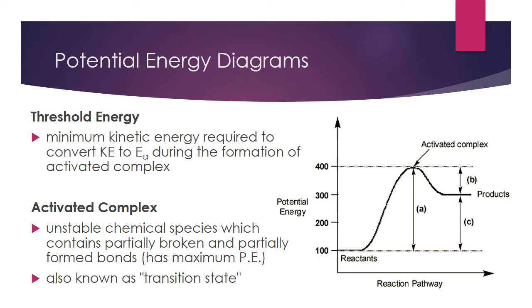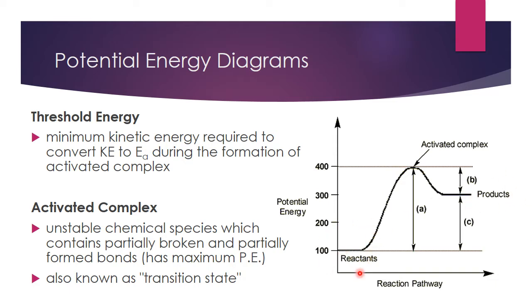Now, a couple of terms that you need to keep in mind. The first one's threshold energy. This is the minimum kinetic energy that you need in order to change that kinetic energy into activation energy. So you have to get enough movement in your particles to reach that point so that you can actually have your activated complex. Now, your activated complex is important because the particles that are created right here are those that will then recombine to make your products.